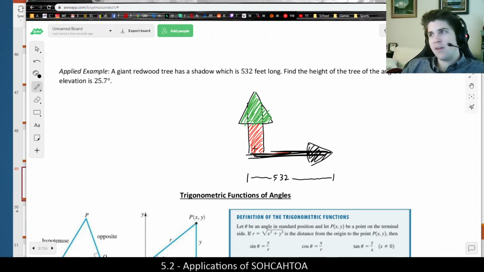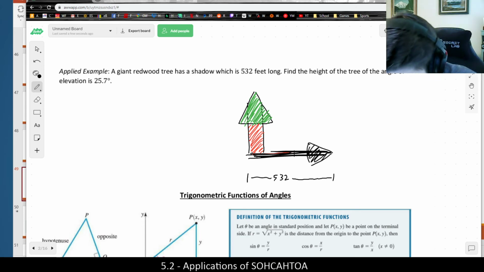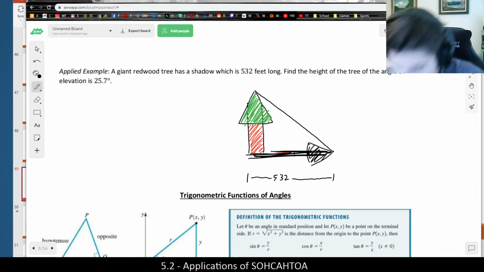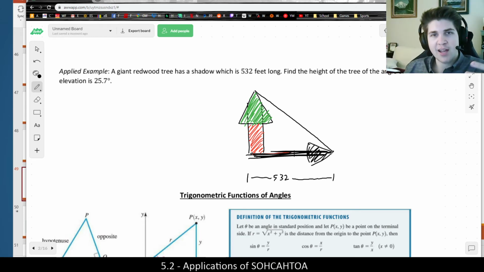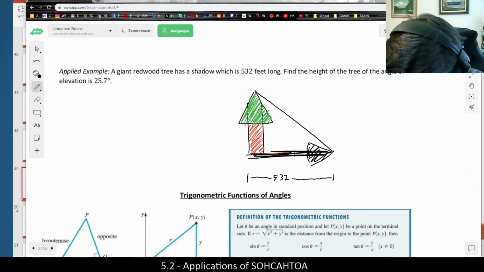But if I'm on the ground, it's much easier to figure out how long its shadow is because it's the ground, right? I don't have to climb any trees to get that measurement. So that's one thing, it would be easier to measure. But also something that we could measure with various devices is the angle of elevation. Let's say I figured the angle of elevation to be 25.7 degrees.